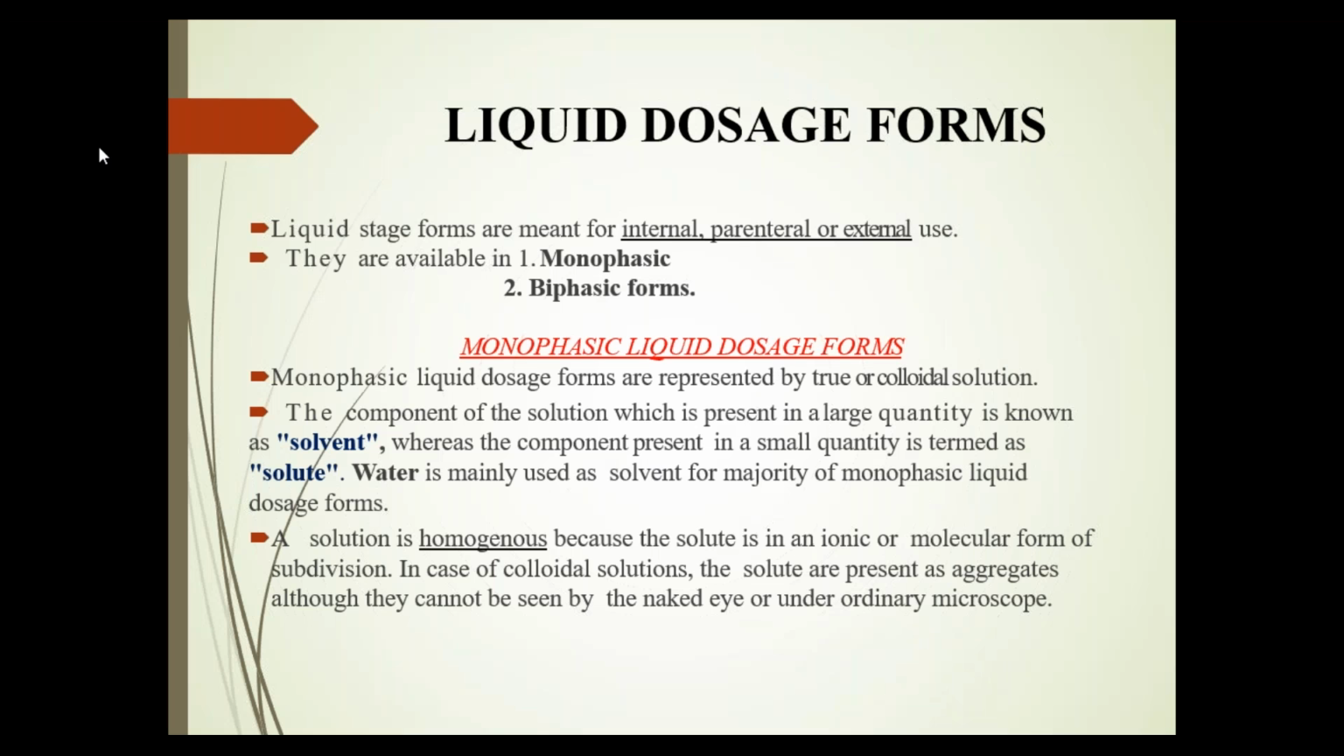A solution is homogeneous because the solute is in an ionic or molecular form of subdivision. Whereas in a colloidal solution, the particles are also there, but you cannot see them with the naked eye or an ordinary microscope. They are still present as aggregates, but can't be seen by the naked eye.